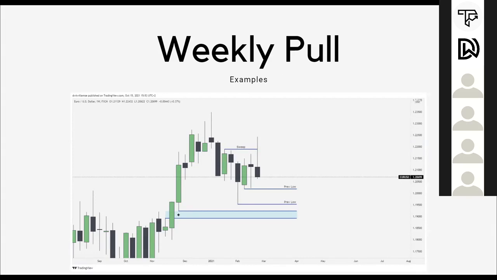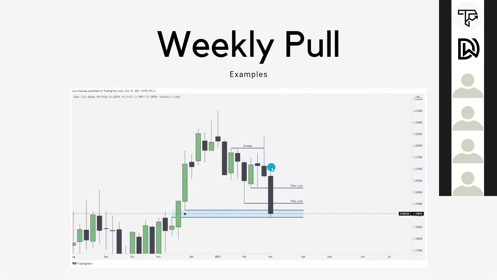Next, we pulled back, made the wick, so there were some buying opportunities, and then we sold off, took all the liquidity above the low, and closed in that imbalance.